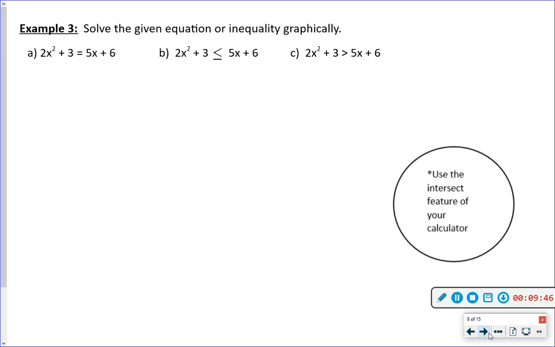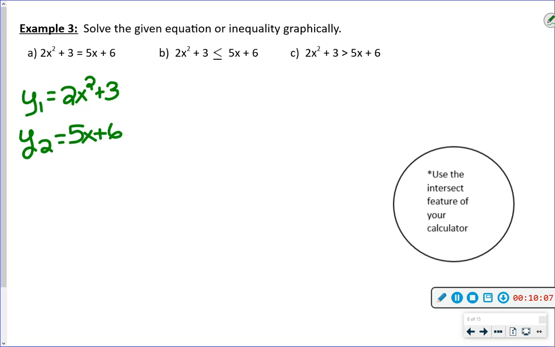Solve the given equation or inequality graphically. So a little note, I'm going to show you where this is because I don't think you've ever used it before in your life, okay? So the intersect function. But first we have to get these typed in our calculator. So you're going to put the left side in y1 and the right side is your y2.